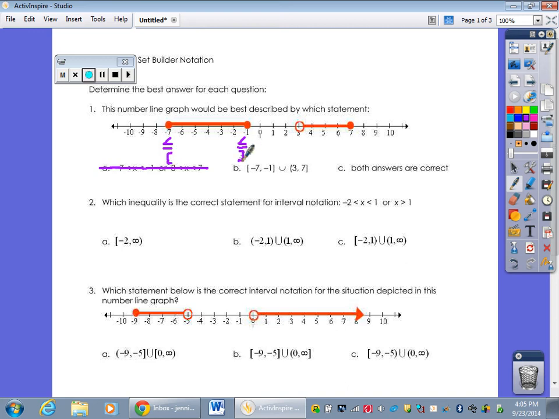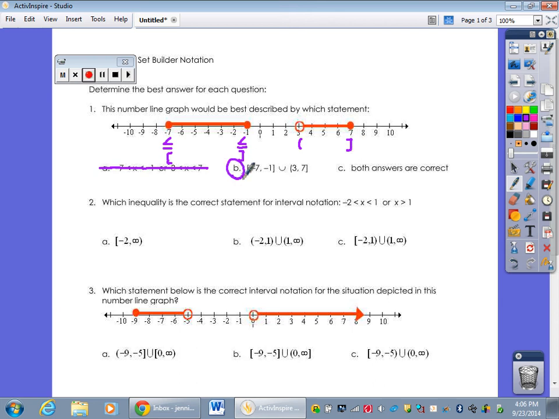So over here we've got -7 to -1, that's correct. And then open circle means parentheses. So from 3 to 7 with a bracket, okay? Because closed means bracket and open means parentheses. So it looks like B is our answer.